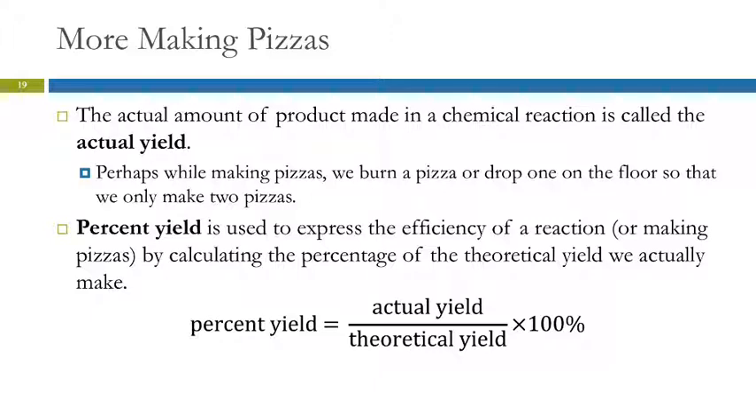So if everything goes perfectly, and your theoretical yield and your actual yield are the same, your percent yield will be 100%. With the pizzas, if you made 2 when you could have made 3, the actual yield is 2, the theoretical yield is 3, you've got about 67%, which is not great. If you were working in a pizza place, they'd probably fire you for that. Any questions?